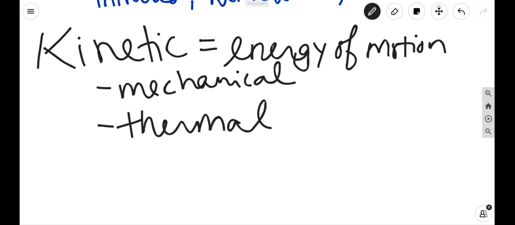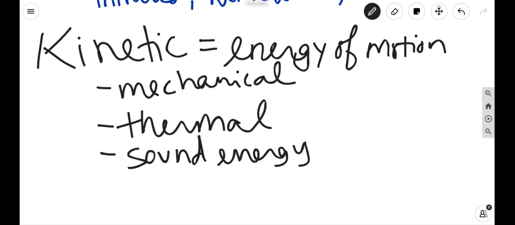Or maybe you're cold and you're rubbing your hands together, all right? So you're moving and that's causing the particles to move. So that is an example of kinetic. Sound energy is an example of kinetic because those sound waves are moving.